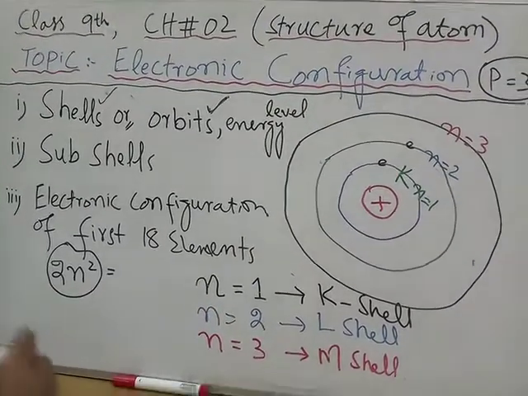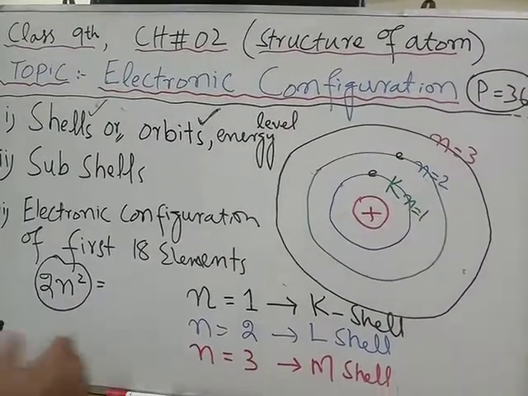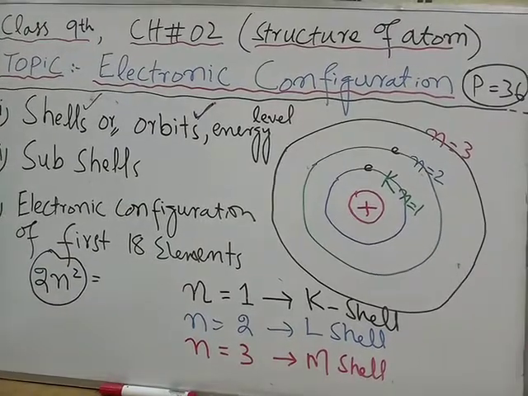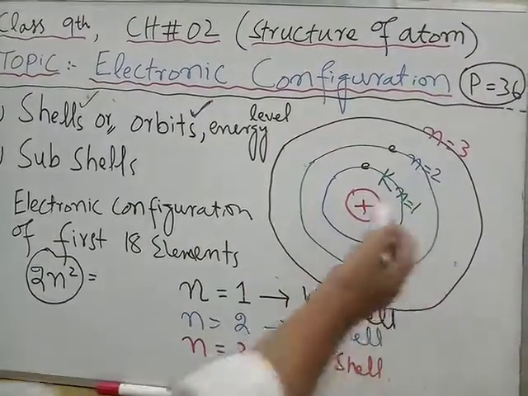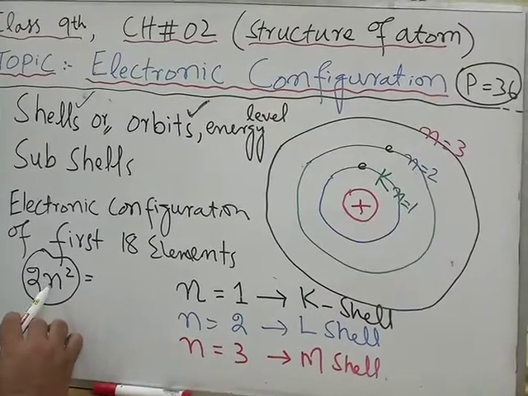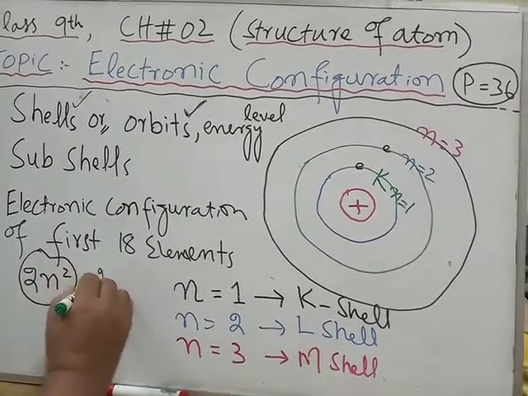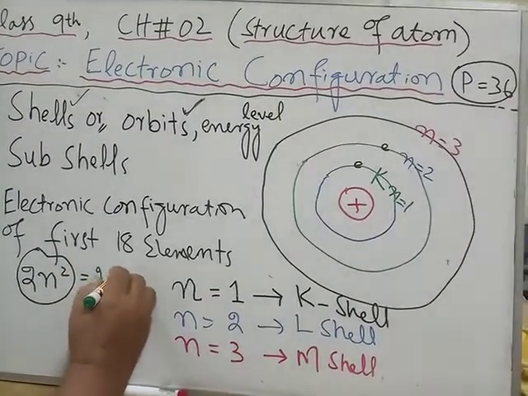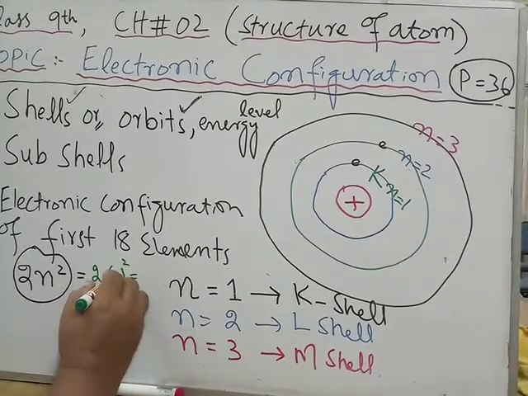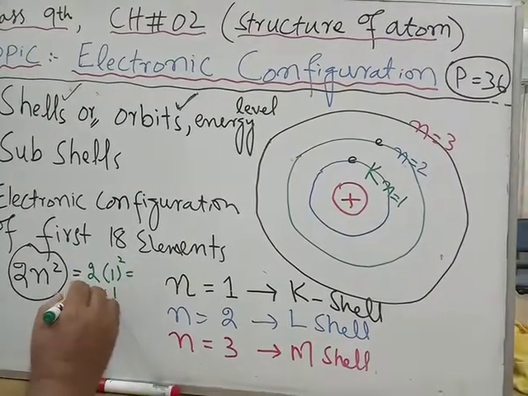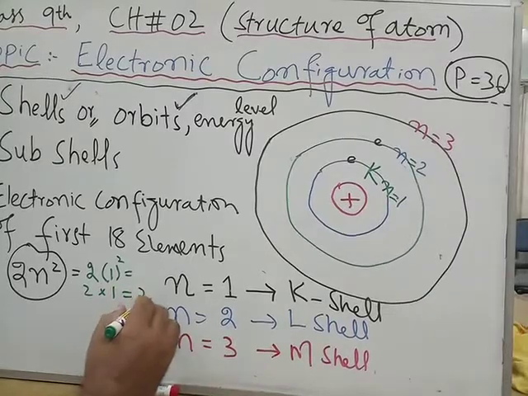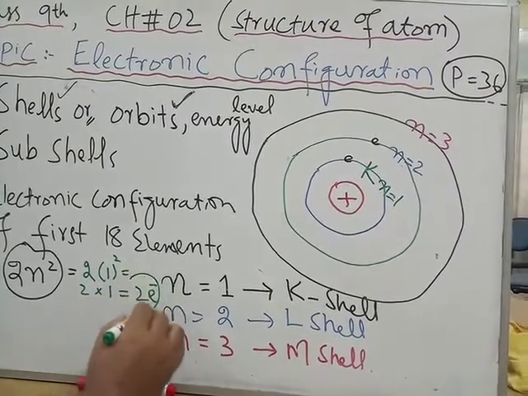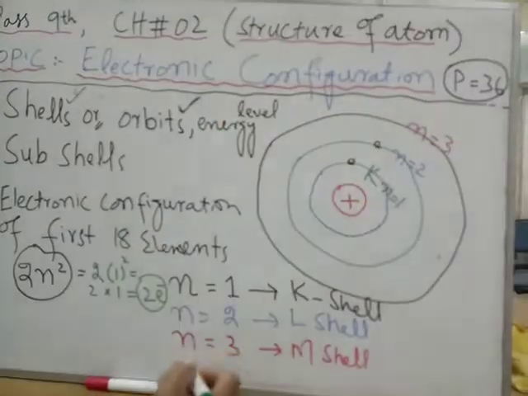For example, how many electrons can be accommodated in the first shell? You know, for the first shell n is equal to 1. So put n equal to 1 here. You will get 2 into 1 square. 1 square gives us 1, multiplied by 2. So it gives us 2. So 2 electrons are accommodated in the shell.